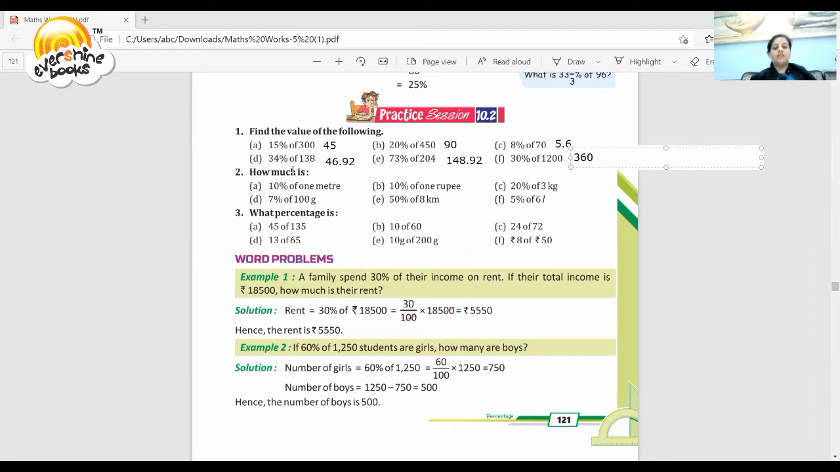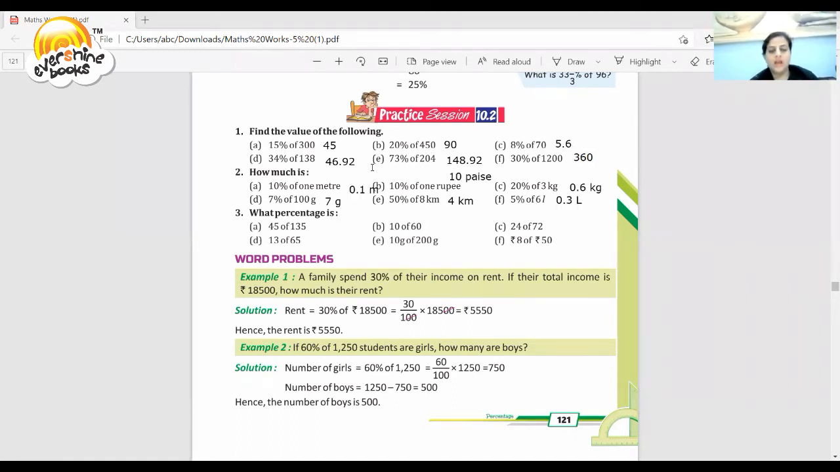34 upon 100 into 130 is 46.92. 73 upon 100 into 204 is 148.92. 30%, 30 upon 100 into 1200 is 360. Okay, now we will do the second point, that is how much is.